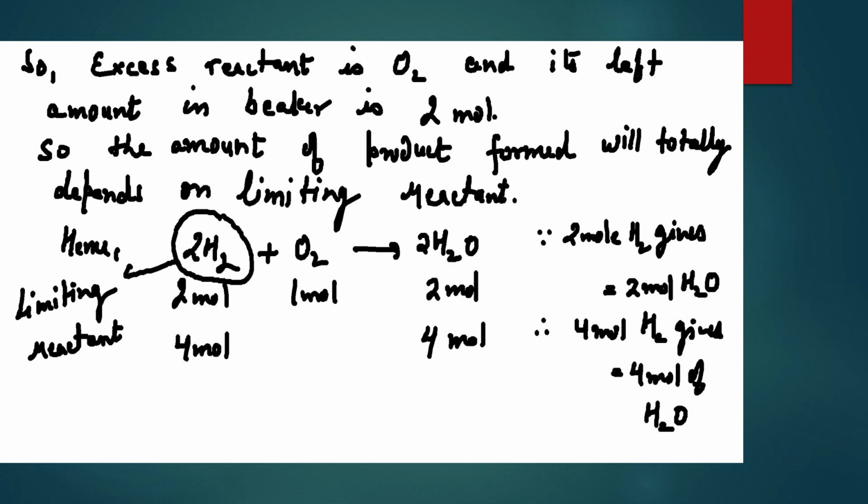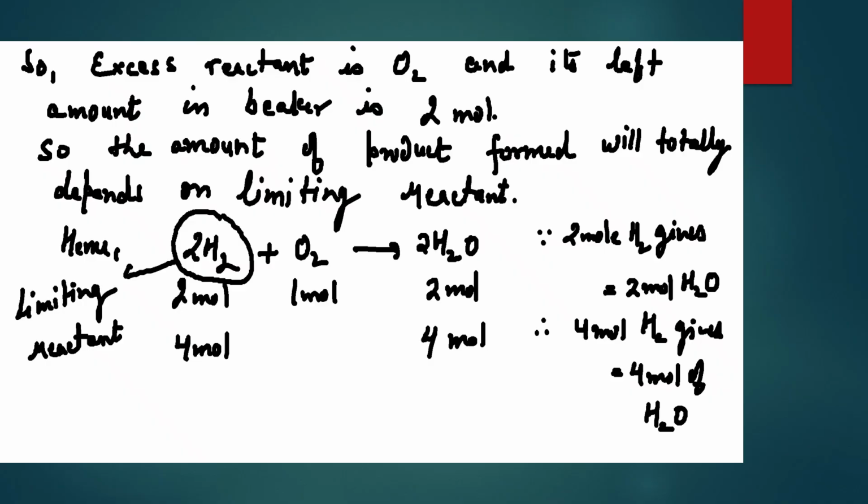So now we know the excess reactant is O2 and its left amount in the beaker is 2 moles. The amount of product formed will totally depend on the limiting reactant. So how can we find how much water is formed? We use only the relationship between the limiting reactant and water formed. Here 2 moles of H2 give 2 moles of H2O, so 4 moles of H2 give 4 moles of H2O.